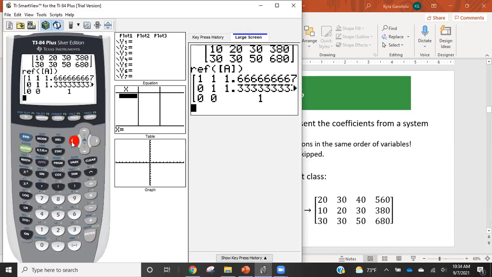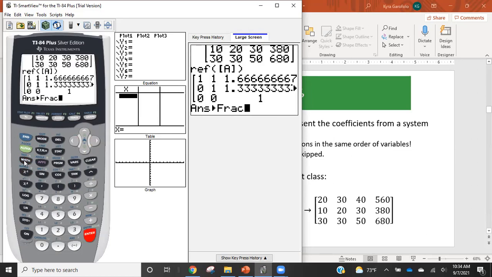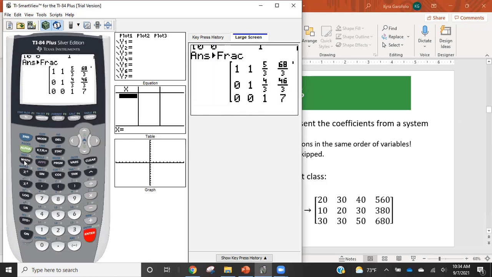But if we want to put this in fraction form, we can simply press math. Notice it's already on frac, so we'll just press enter and press enter again, and it'll output it for us in fraction format without changing the actual mode of our calculator. I prefer to keep it in approximation mode just because I like to work with decimals. A lot of what I do in statistics is decimals. And so I just ask for fractions when I need it. This is always a good way to do that.